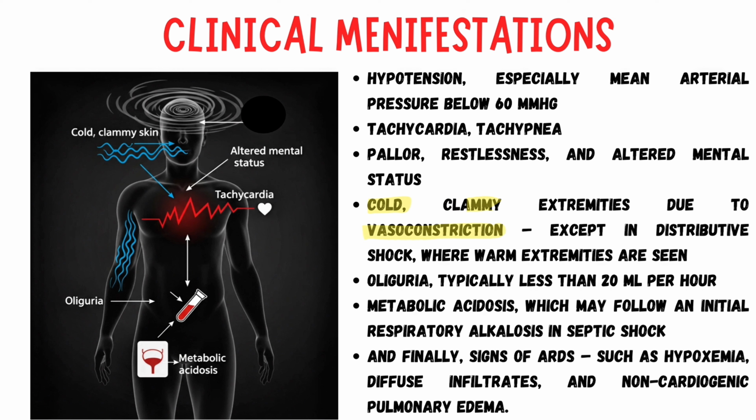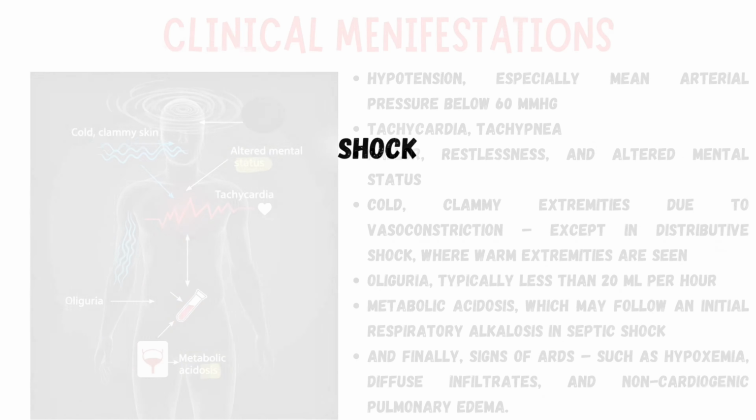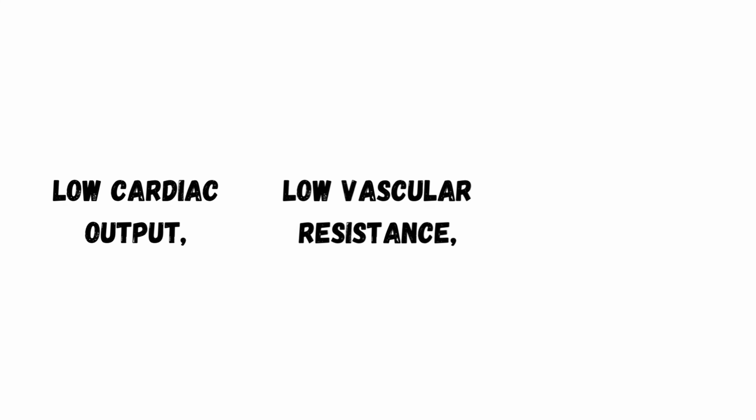There is one exception. There is a type of shock which is distributive shock, where we can see the warm extremities instead of cold extremities. In oliguria, we can see less than 20 ml output. And finally, we can see the signs of acute respiratory distress syndrome such as hypoxemia, diffuse infiltrates and non-cardiogenic pulmonary edema. Now, out of these all clinical manifestations, these 5 signs are the most common one, and believe me, you should remember it.